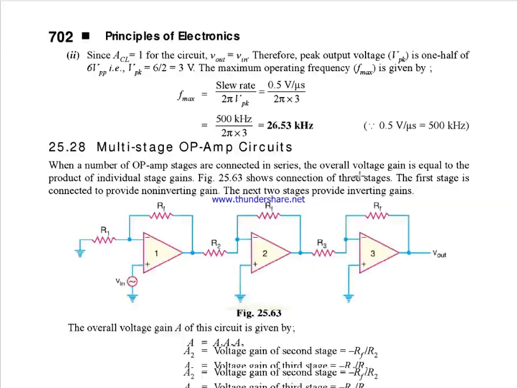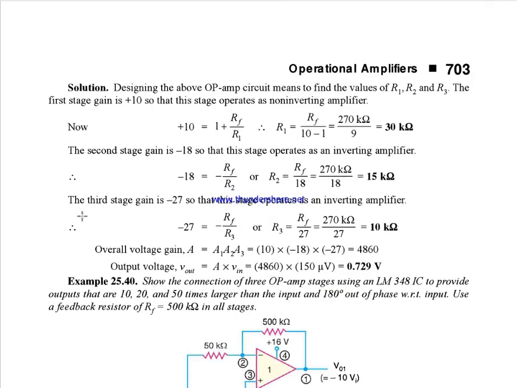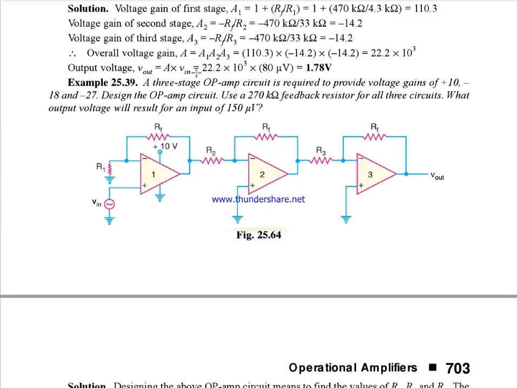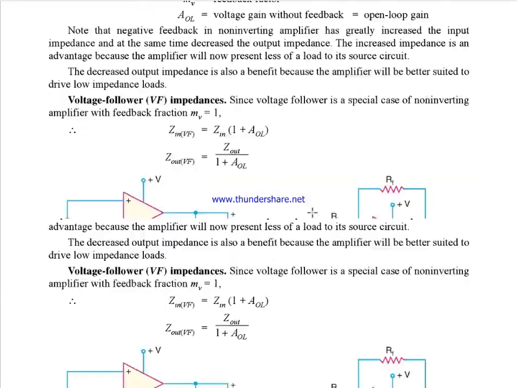Clear? So nothing much. If you have a multi-stage amplifier, then find out the individual gain and just multiply A1 into A2 into A3. Okay.